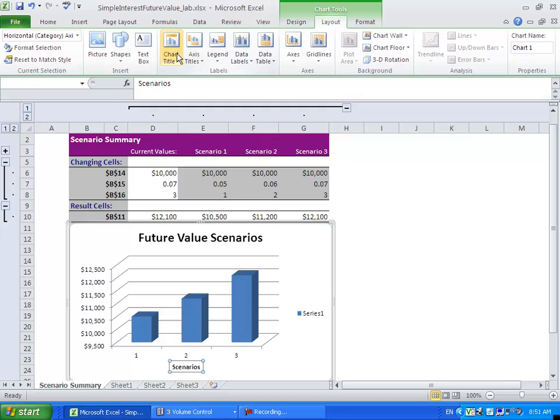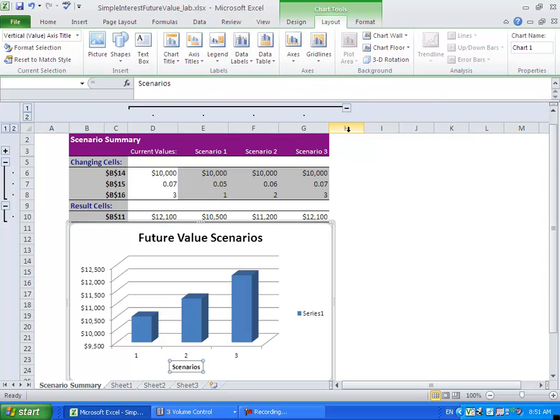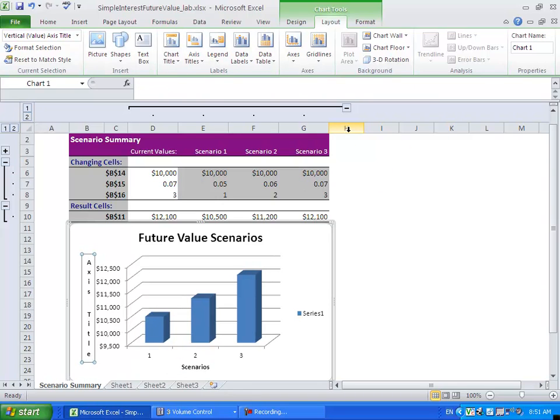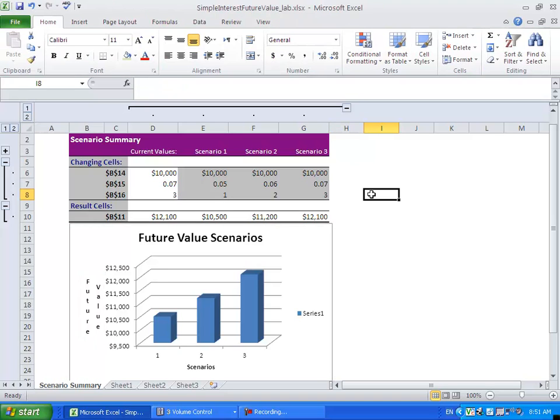Perfect. And on the vertical axis, or the y-axis, what are we looking at? Well, we're looking at the future value of each of the scenarios. And there we have it. And we'll click off. So when our client comes in and sits down at the bank, we can readily show the client our decision model.